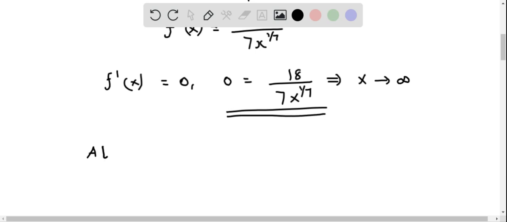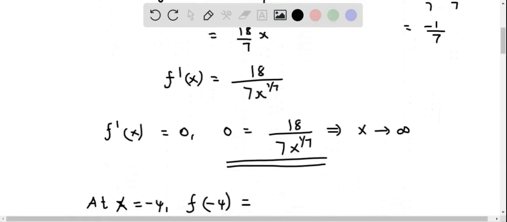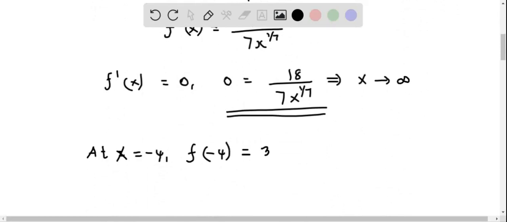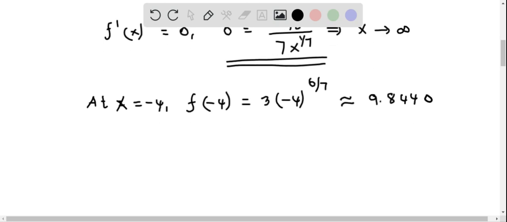So first, let's consider the leftmost end point, that is at x equals -4. We have to find the value of the function. So it is f of -4, and this equals, we have to replace the x by -4. So therefore this becomes 3 times -4 raised to the power of 6 by 7. And we can plug this into the calculator, and when we do that we get approximately 9.8440.